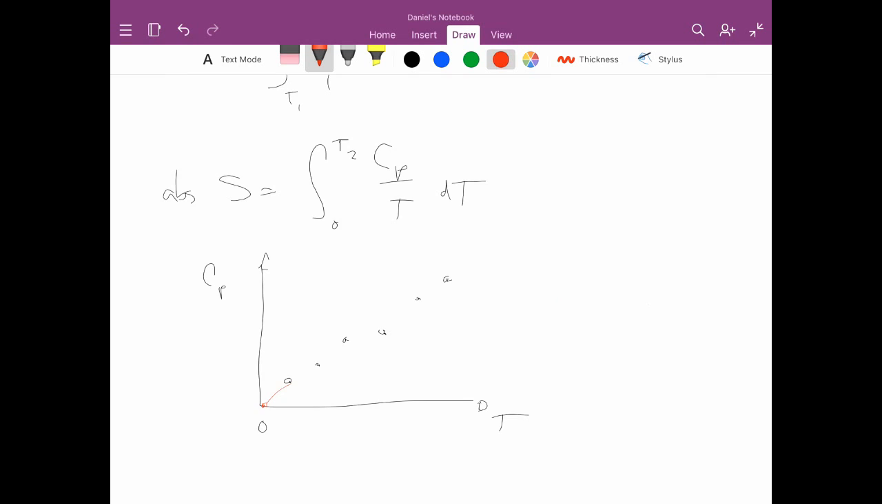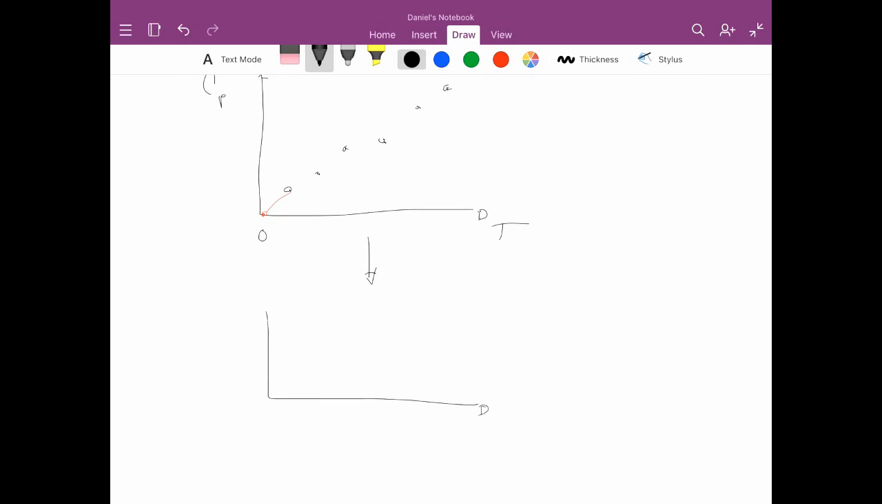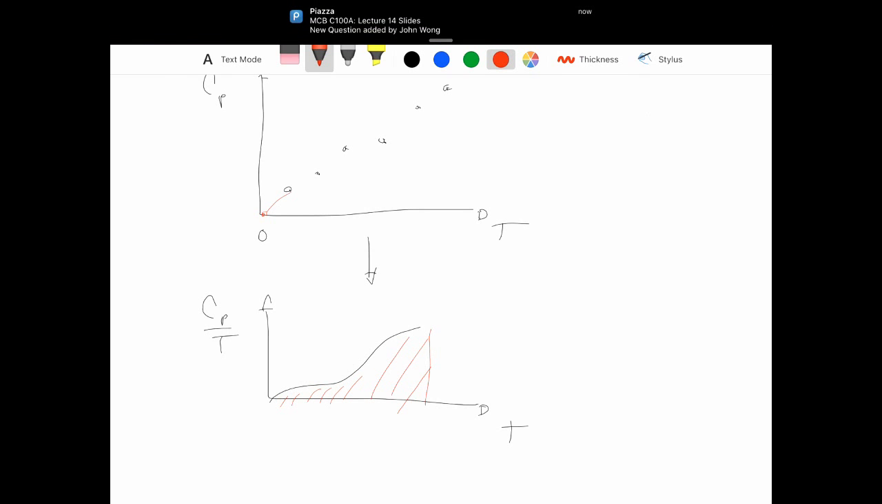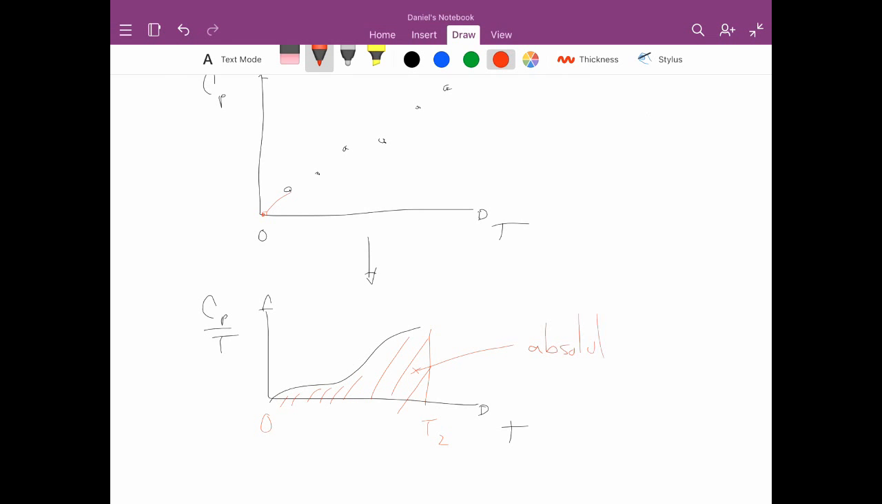And then from those measurements, you can scale it by T at every single point and get a slightly different graph. And then if you integrate underneath this, this will give you your absolute entropy at a given temperature, T2.